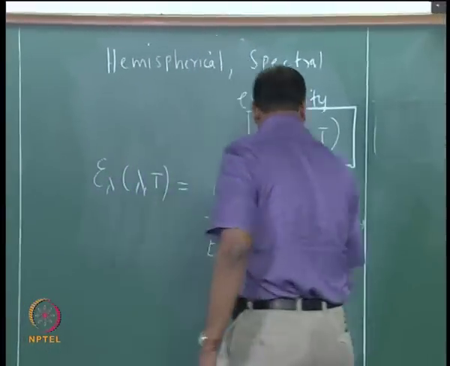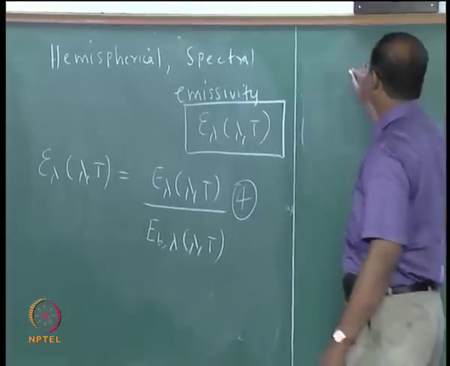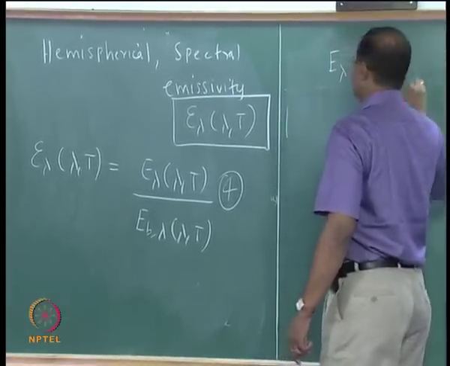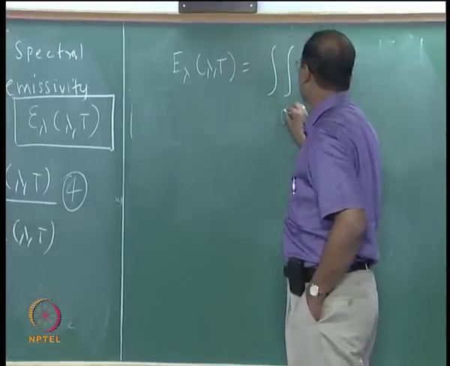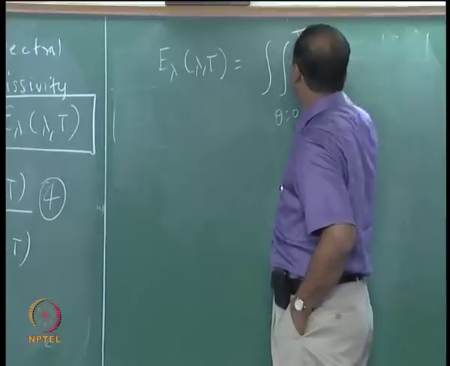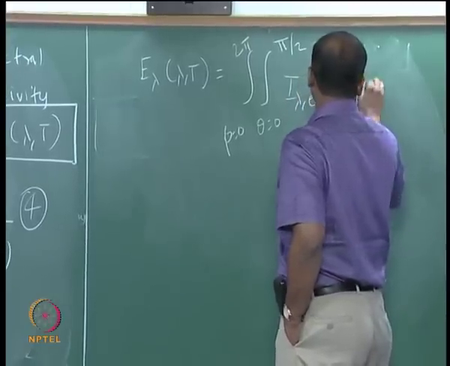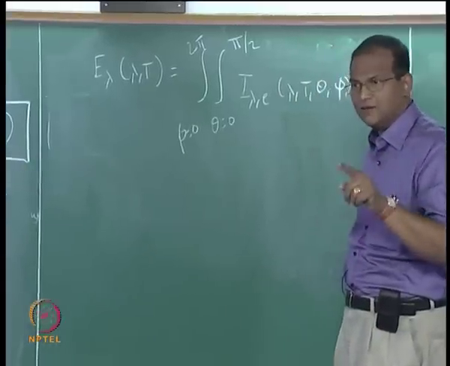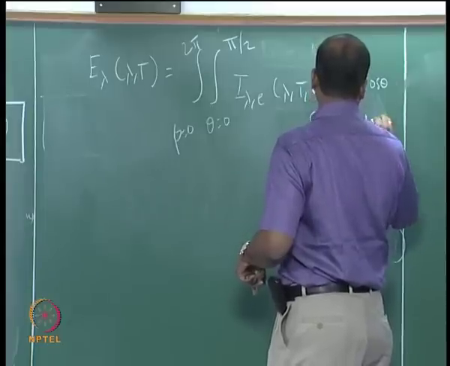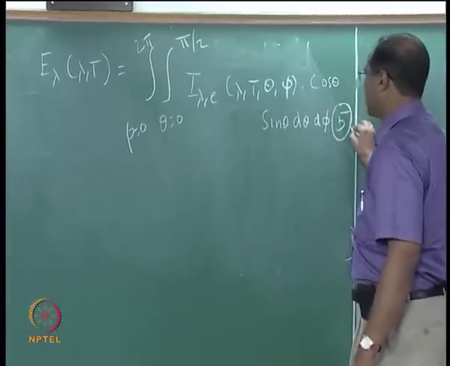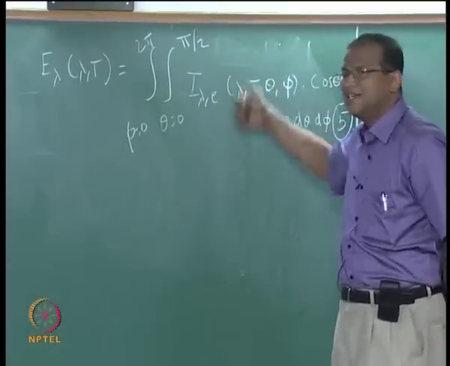Now what is the number for this? 4, okay. So how do you calculate the numerator? Integration theta equal to 0 to pi, very good, phi equal to 0 to 2 pi, I lambda E cos theta sin theta d theta d phi, correct? That cos theta will come, I lambda into cos theta. Number 5. But what is I lambda E itself?